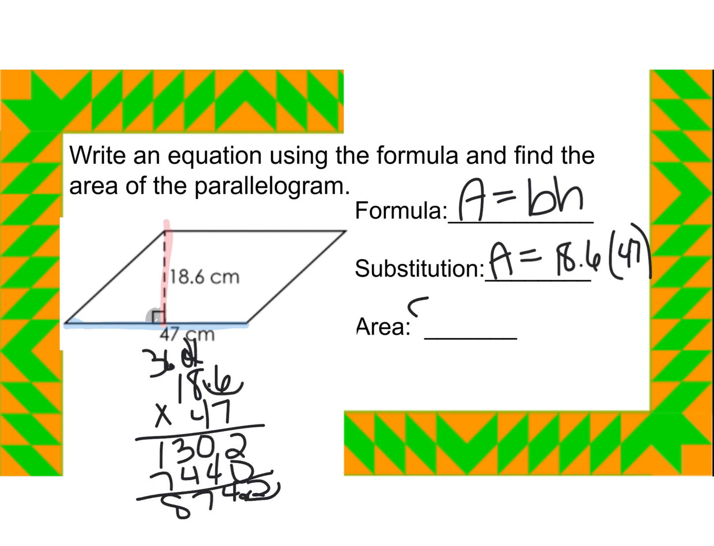So then you're going to have 874 and 2 tenths. And this is going to be square centimeters, but remember, to show square centimeters, you use that little 2, because remember in exponents, we said that when we say to the second power it's the same as squared, but also because we're multiplying two dimensions, that means it's a two-dimensional shape, and that's why we also use squared.